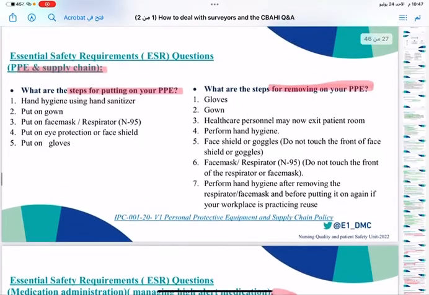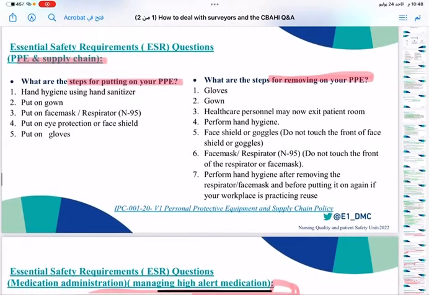You know that there is PPE, how you will wear the PPE, how you will remove the PPE. Maybe they will not ask you, but they will see how you are doing it. Put in mind, firstly, when you are putting on your PPE, you have to do your hand hygiene. Then you get your gown, your face mask, then the eye face shield, and lastly the gloves.